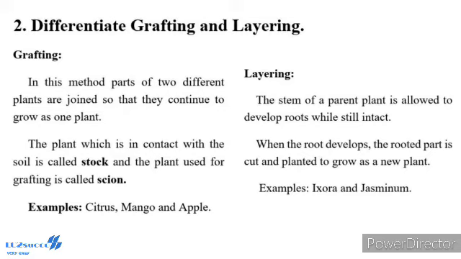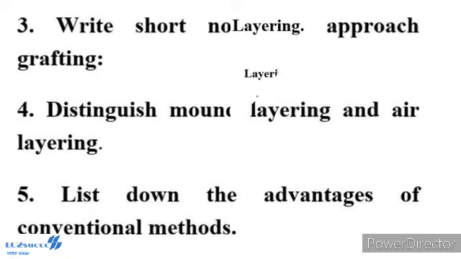Grafting: in this method, parts of two different plants are joined so that they continue to grow as one plant. The plant which is in contact with the soil is called the stock and the plant used for grafting is called the scion. Examples: citrus, mango and apple. Layering: the stem of the parent plant is allowed to develop roots while still intact. When the roots develop, the rooted part is cut and planted to grow as a new plant. Examples: Ixora and Jasminum. Third question, write short notes on approach grafting.